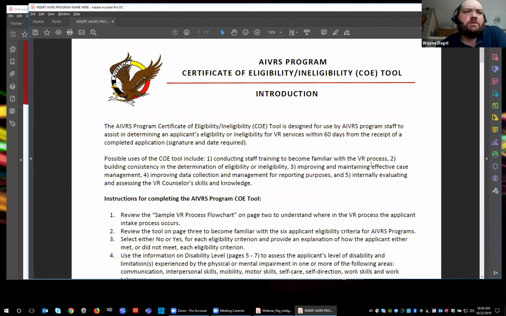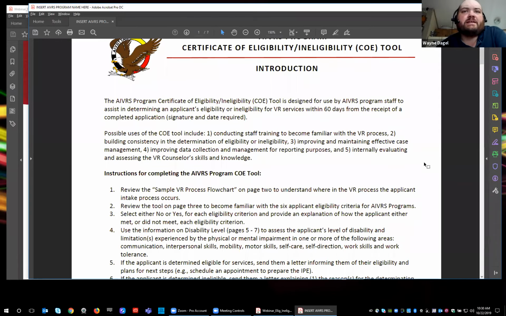So as we look through this, there are some possible uses for this tool. One is conducting staff training to become familiar with the VR process. Number 2 is building consistency. Number 3 is improving and maintaining effective case management, improving data collection and management. And 5, internally evaluating and assessing your VR counselor skills and knowledge.